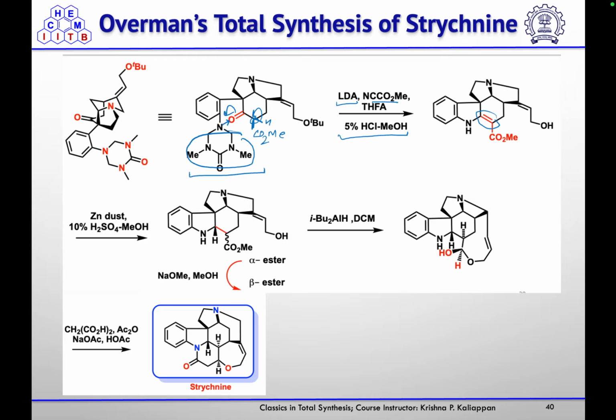Then they treated it with zinc dust and H2SO4 to reduce that alkene to get the corresponding alpha ester, which can be converted to the beta ester on treatment with sodium methoxide, so that epimerization can take place. And then they reduced that ester using diisobutylaluminum hydride to get this lactone.